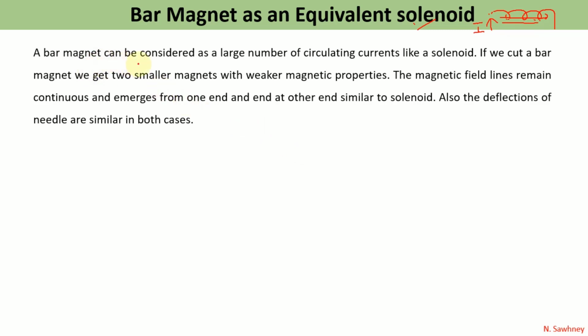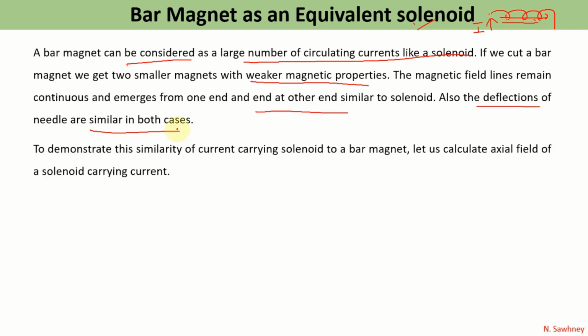For this, a bar magnet can be considered as a large number of circulating currents like in a solenoid. And if we cut the bar magnet in two smaller magnets, we will get two similar magnets but with weaker magnetic properties. Same is the case with a solenoid. The magnetic field lines remain continuous and emerge from one end and reach the other end of the solenoid, as in the case of the bar magnet. Also, if we place a magnetic needle near the bar magnet or the solenoid, the deflections are the same in both the cases.